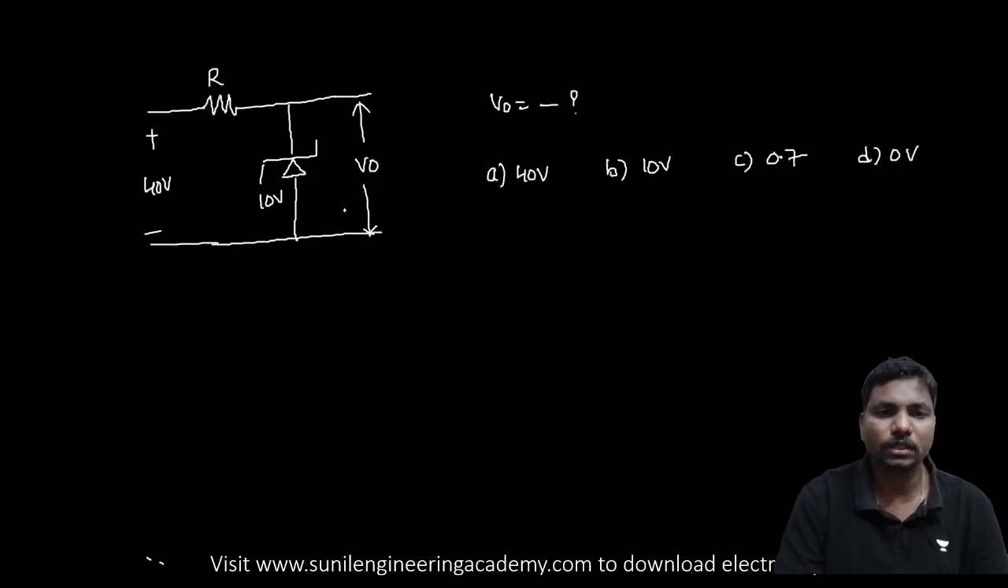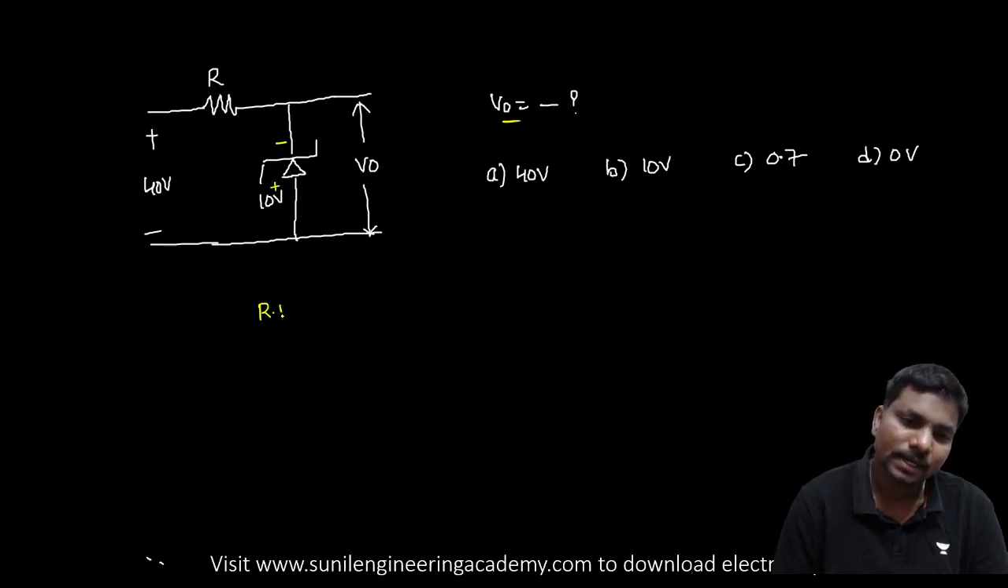Coming to the next question, what is V0 here? Positive is connected to negative, negative is connected to positive. It is reverse bias. In reverse bias, how will the Zener diode act? The Zener diode acts as a regulator, correct?